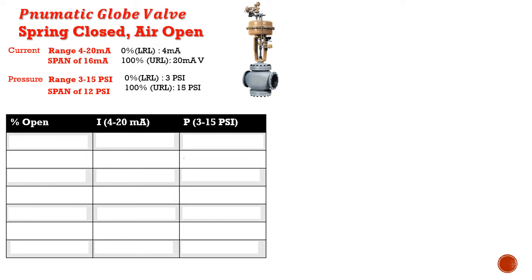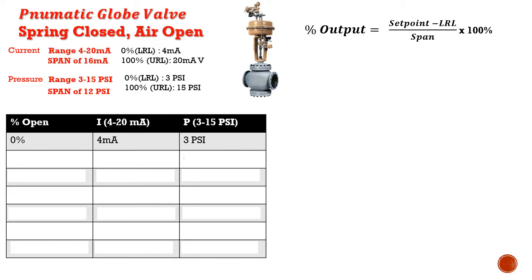From our previous presentation, we are calculating given the signal or our set point and then calculating our output. For this set of examples or demonstration, we want to find what is our current or pressure set point based on the percent that we want to open this valve.